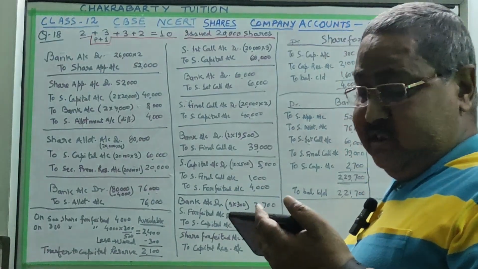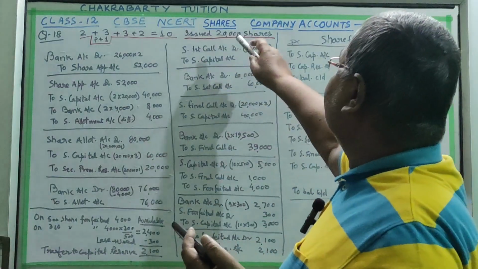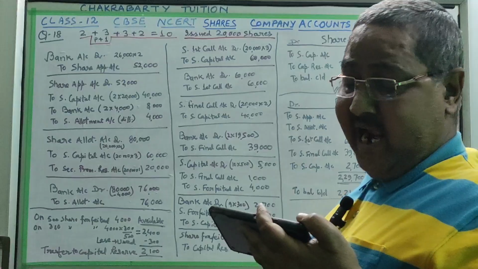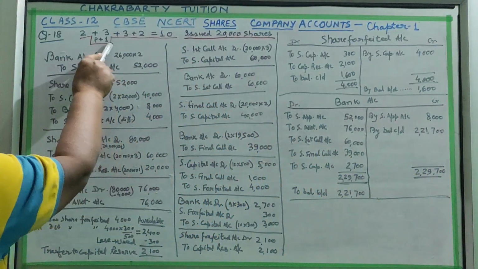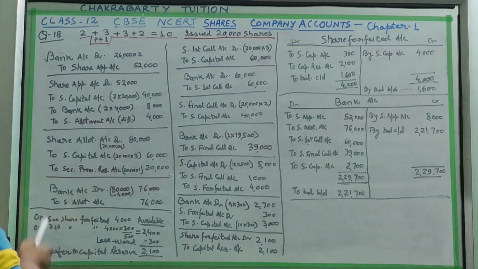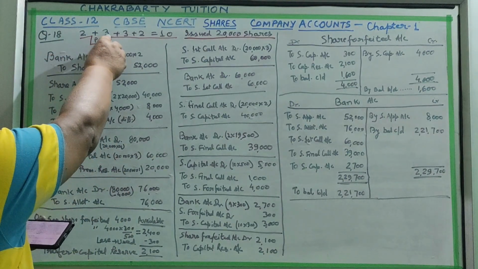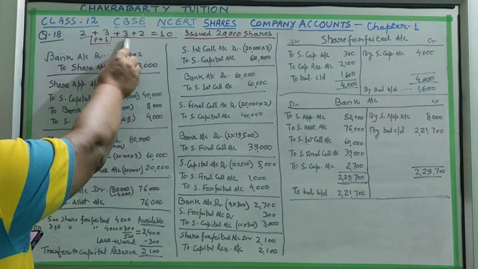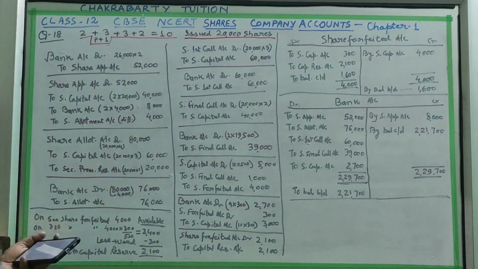So here the question is, the Oriental Company Limited offered for public subscription 20,000 equity shares of 10 each at a premium of 10%. So 10 rupees, 1%, 1% equals 1, so the premium is 1. Payable: 2 on application, 4 on allotment (3 plus 1), 3 for the first call and 2 for the second and final call.